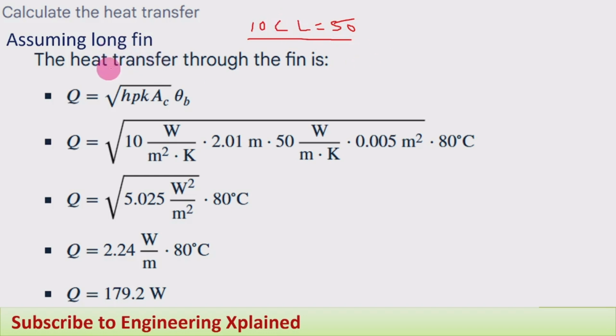Assuming a long pin here, the heat transfer through the pin is given by Q equal to under root of hPkAc multiplied with theta b. Substituting all the values: h is 10, P is 2.01, k is 50, and Ac is 0.005, multiplied with theta b, or delta Tb, which is 80 degrees Celsius given in the numerical. After calculation, under root of 5.025 into 80, that is 2.24 into 80, and the heat transfer is given as 179.2 watt.